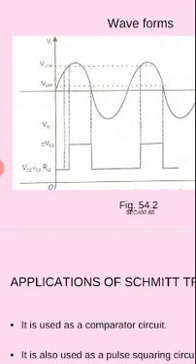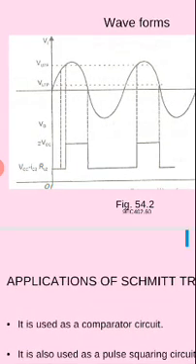Whenever transistor Q2 enters into off state after UTP point, it gives VCC. After LTP point, transistor Q2 enters into the on state, hence it gives output value as VCSAT.